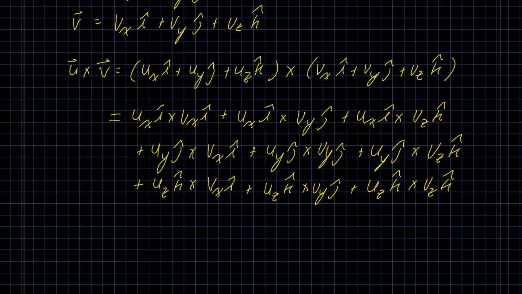And component by component, we know what the cross products are. i cross i is 0. i cross j is k, so we have ux vy k. i cross k, that's backwards, that's the negative j, so we'll have minus ux vz j.